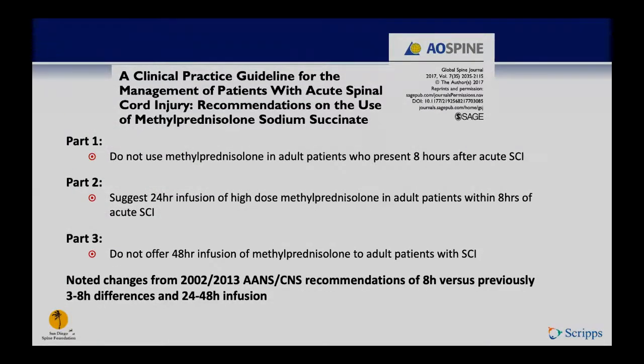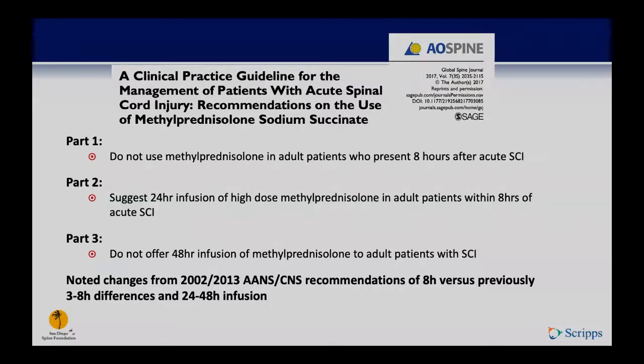So, other initial treatments: steroids. There has, again, been some changing thought process and guidance on the use of steroids in patients with acute spinal cord injury. Fairly recently, in 2017, new clinical practice guidelines were put out saying that any patient over 8 hours from injury should not be given steroids.